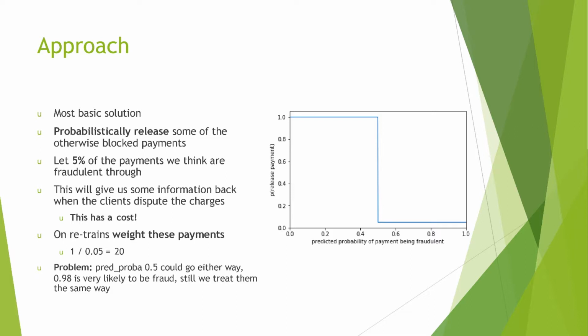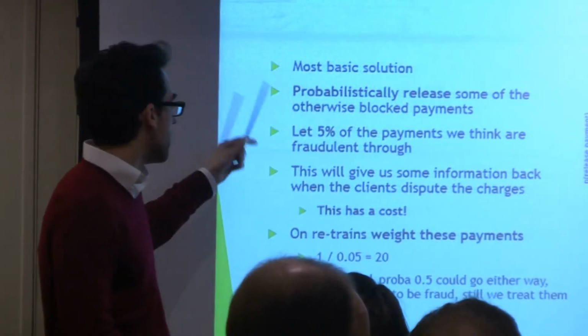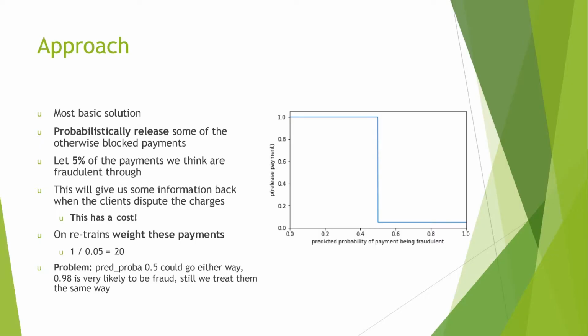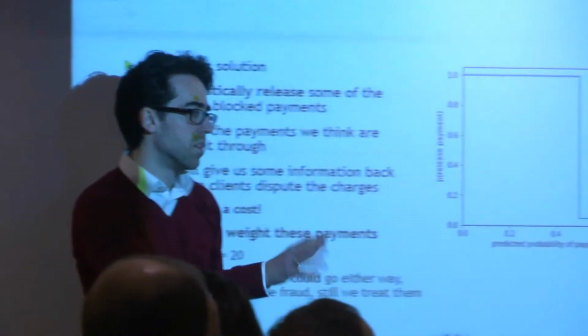The most basic solution is to just release some of the payments that we actually think are fraud, and maybe we can say that we would let 5% of the payments through. So what this shows is the probability of releasing a payment based on what the model actually classifies it as. There's a breaking point at about half. Below that, we release a payment, it's not fraud, and from there upward, we release it with a 5% probability.